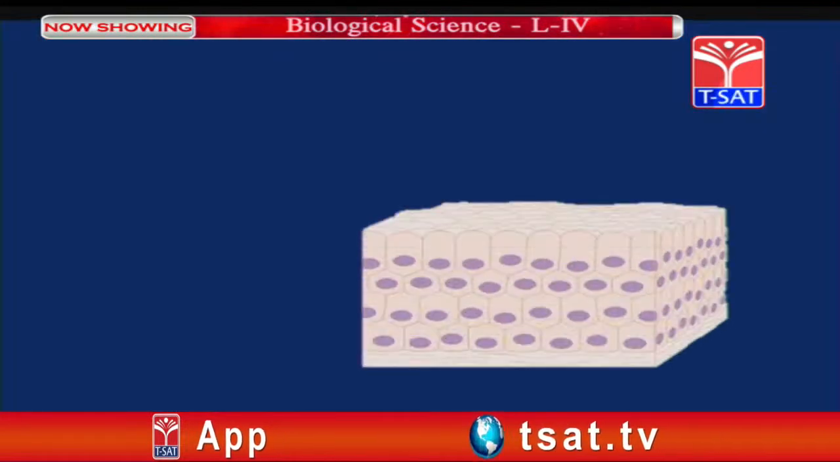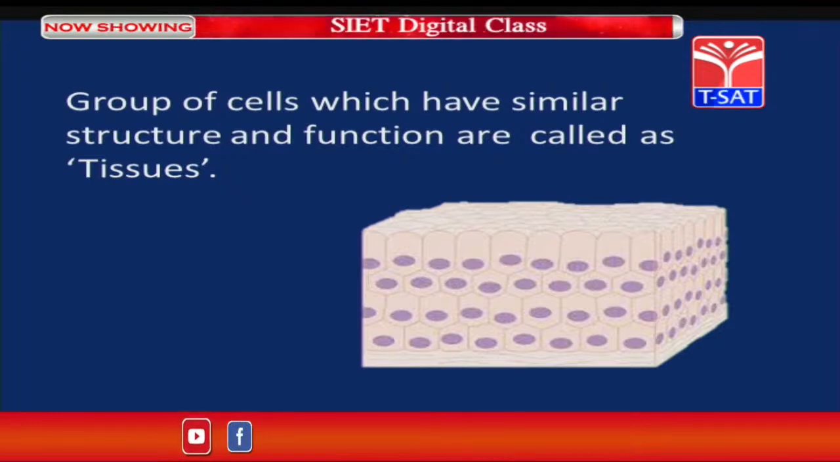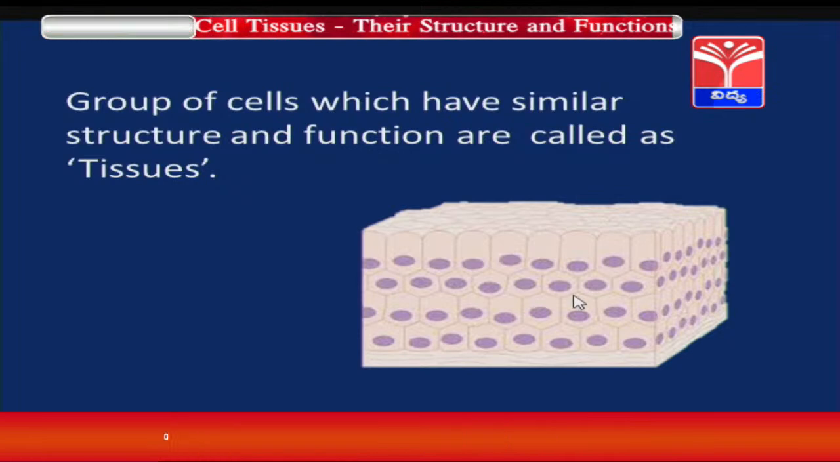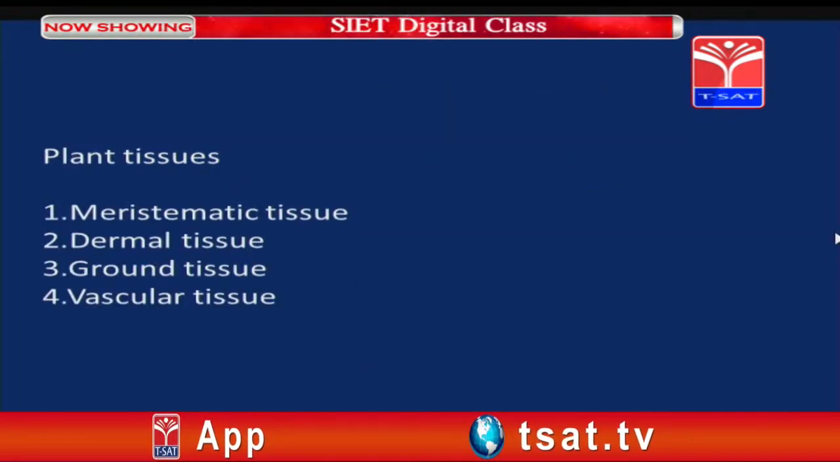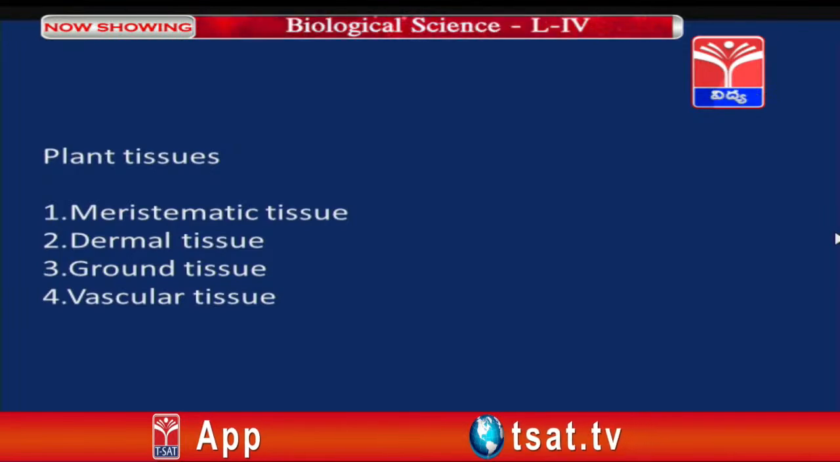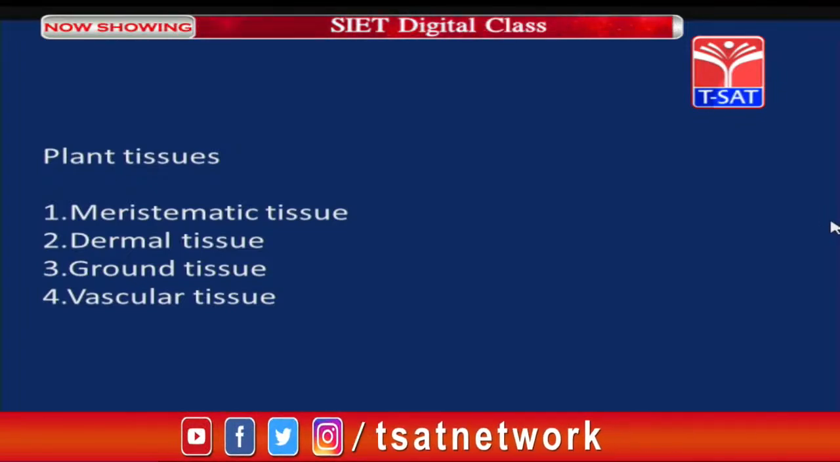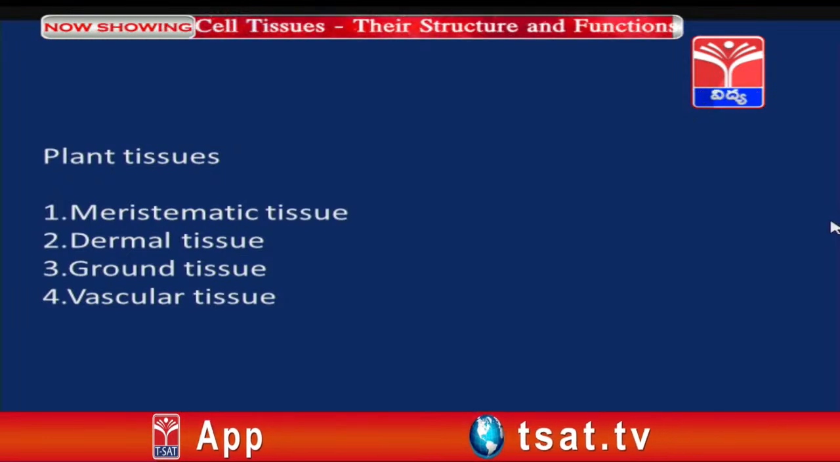Cells are seen in groups. Groups of cells which have similar structure and function are called tissues. Here you can see a tissue. Now, let us see about the plant tissues and animal tissues. First, we will learn about plant tissues. Plant tissues majorly are of 4 types: meristematic tissue, dermal tissue, ground tissue and vascular tissue.